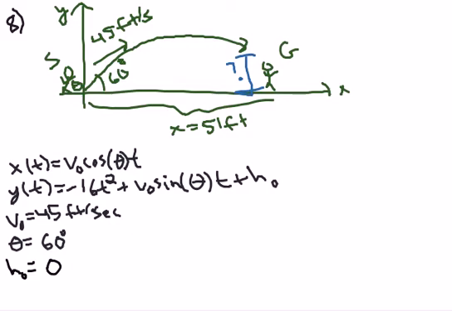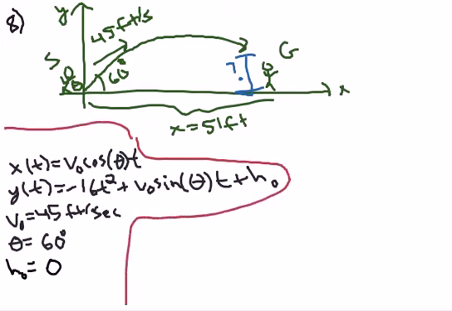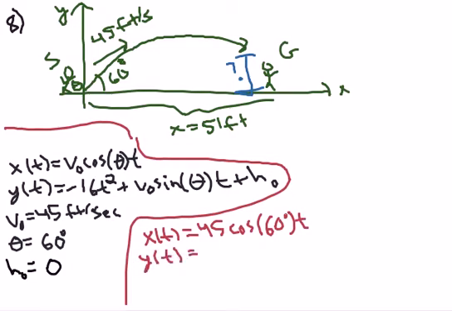So thinking about the pieces of information they've given us, let's go ahead and write the updated equations using this information. Our actual equations are x of t equals initial velocity of 45 feet per second times cosine of the angle 60 degrees times t, and y of t equals negative 16 t squared plus 45 sine of 60 degrees times t, and then plus 0, but you don't necessarily have to write the plus 0, right? That doesn't change anything. So those are our equations.